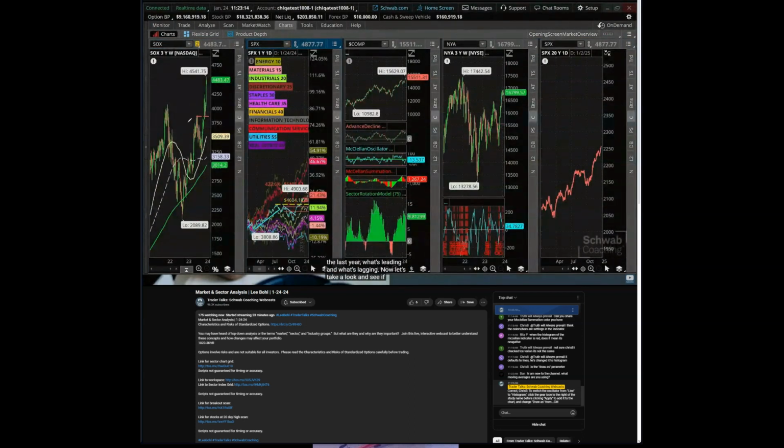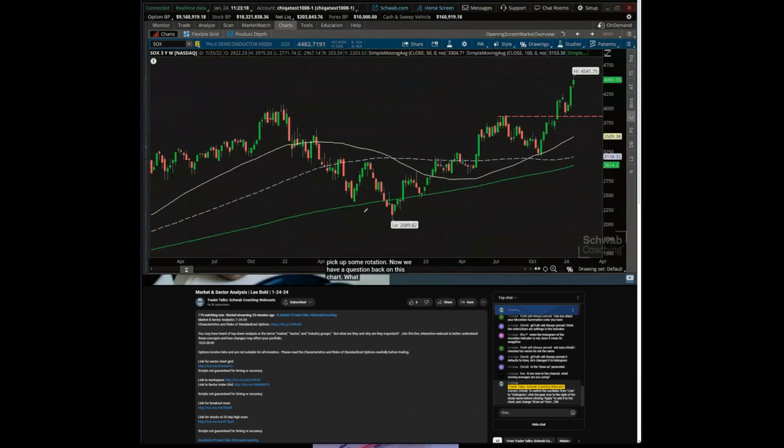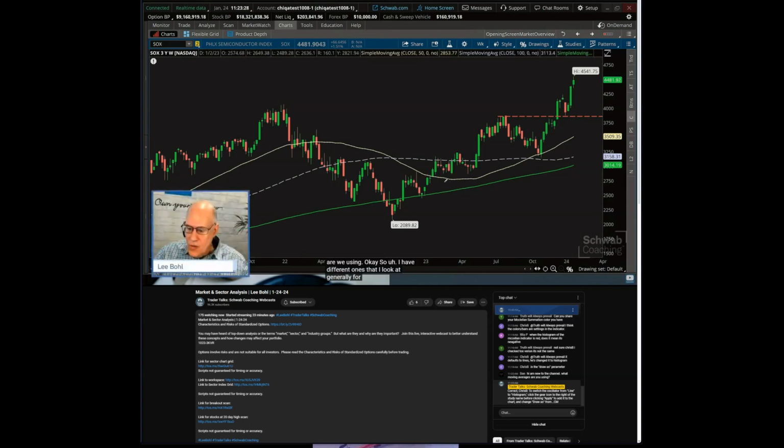Now, we have a question back on this chart. What moving averages are we using? Okay, so I have different ones that I look at. Generally, for longer term, I use longer ones, which would be the 100-day is this one, the 200-day is this one, and the 50 is this one. Those are kind of standard.